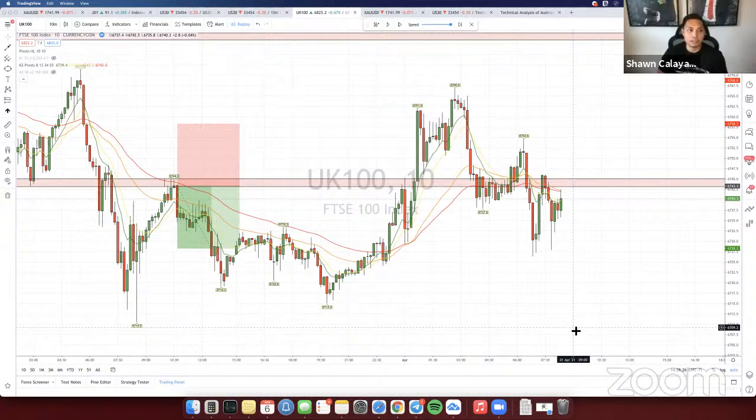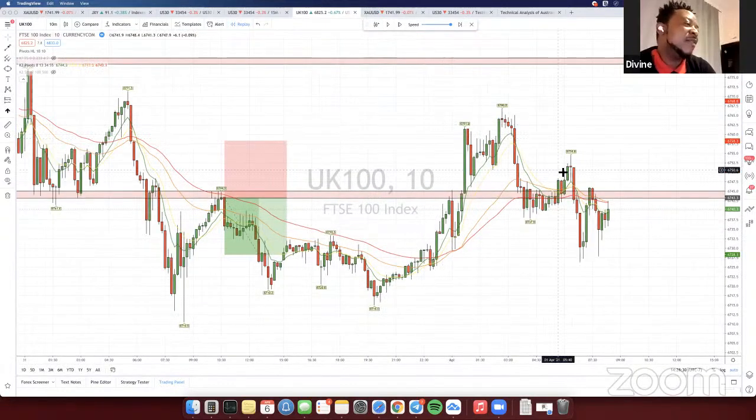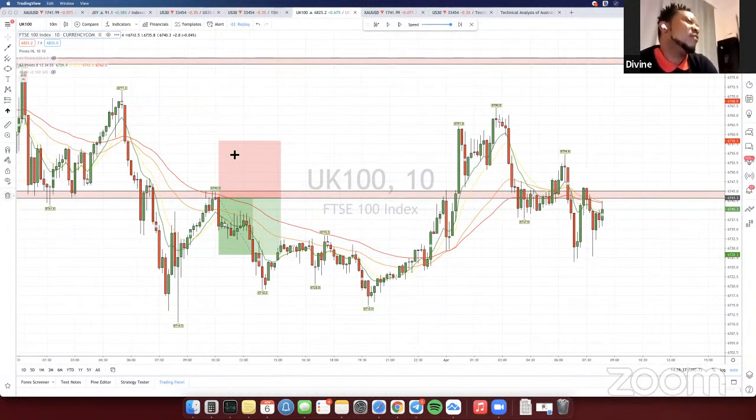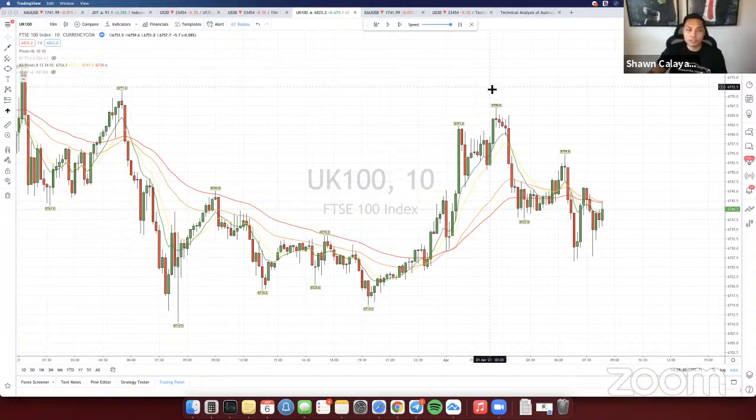So is there anything else you want to cover for UK 100, or do you want to look at something else? I think we should look at something else. Maybe cable or GJ. Sure. And do you apply that with the scalp strategy, the snipe strategy as well, or do you use it for the 4-hour? Do you work with this strategy?